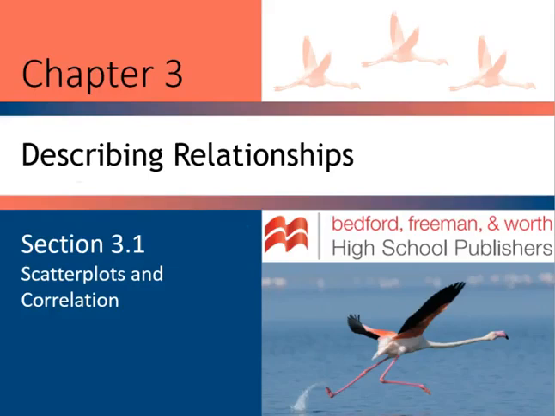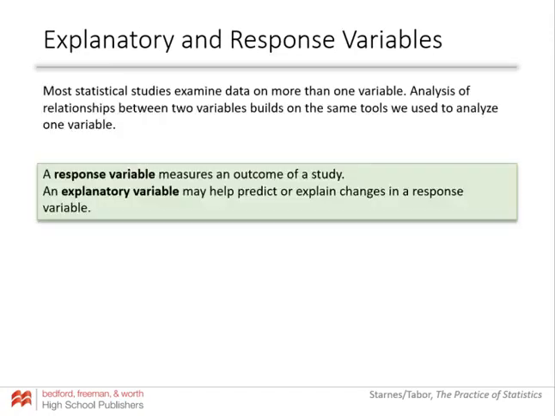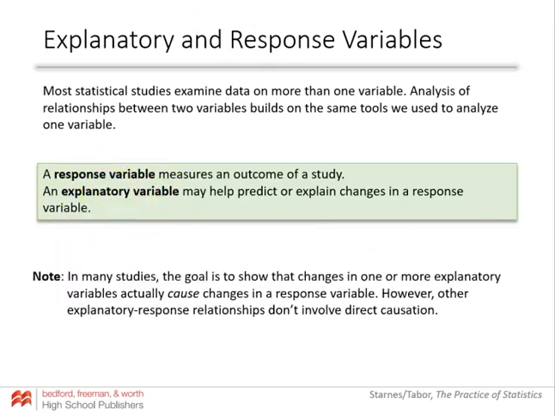Section 3.1, we're going to look at scatterplots and describing correlation. All right, so most of what we've been looking at has been one variable. Now we're going to look at two. We've got to make sure we can classify them as either a response variable or an explanatory variable. In science terms, the response variable would be the dependent variable, and the explanatory variable would be the independent variable.